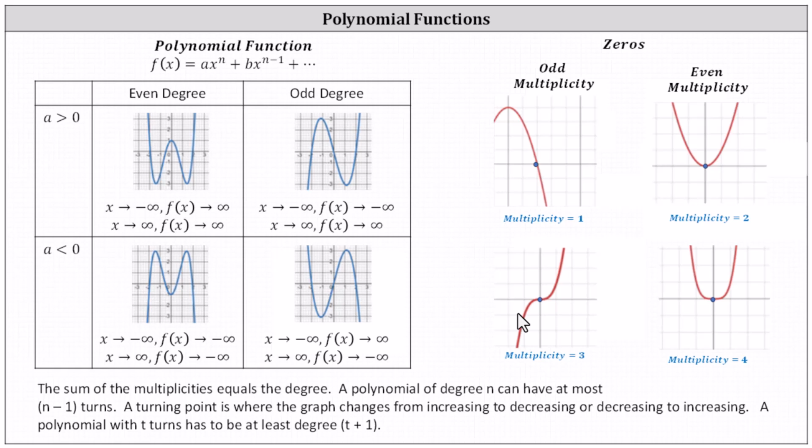If the graph is tangent to the x-axis, or touches the x-axis and bounces back at the zero, then the multiplicity is even. Here's an example of multiplicity 2. If the graph is tangent to the x-axis, or touches the x-axis and bounces back but flattens, the multiplicity is even, but more than 2. Here's an example of multiplicity 4.